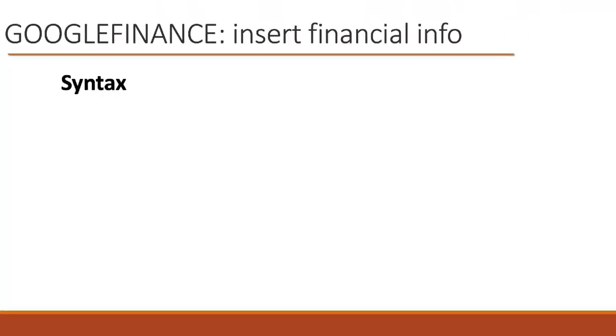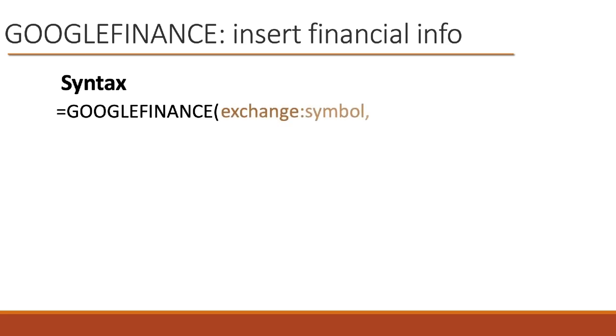Let's start by looking at the syntax. We say equals GoogleFinance, so that's one word, there's no spaces, no punctuation or anything. Open up the parenthesis, and we have several arguments. The first argument is the name of the exchange, a colon, and then the symbol we're looking for. So, for example, if we want to find IBM, we would say NYSE, because it's on the New York Stock Exchange, colon, IBM, the ticker symbol.